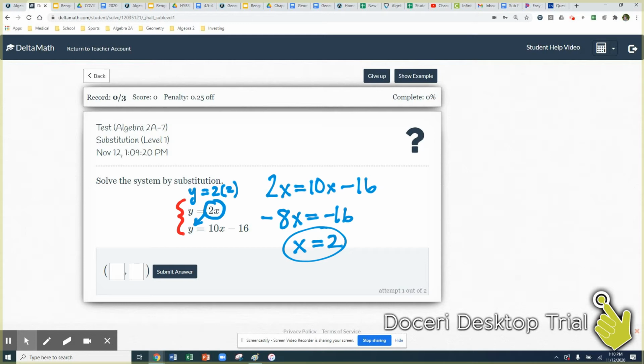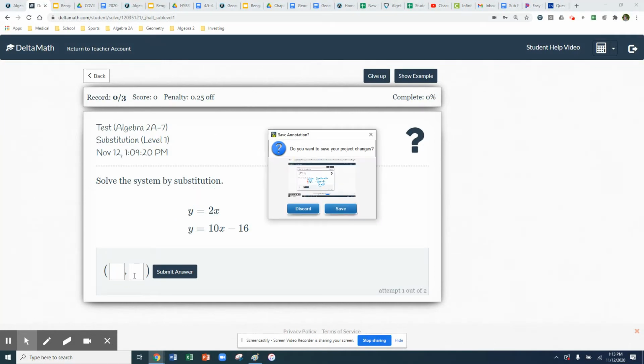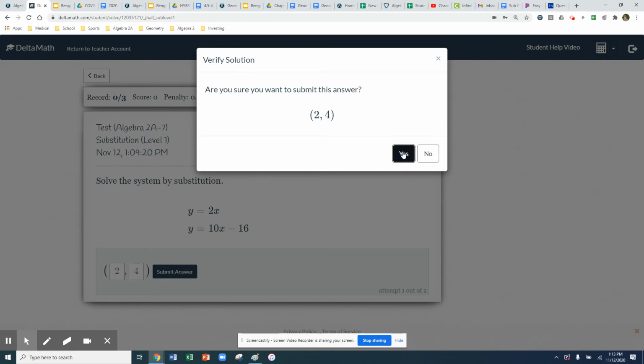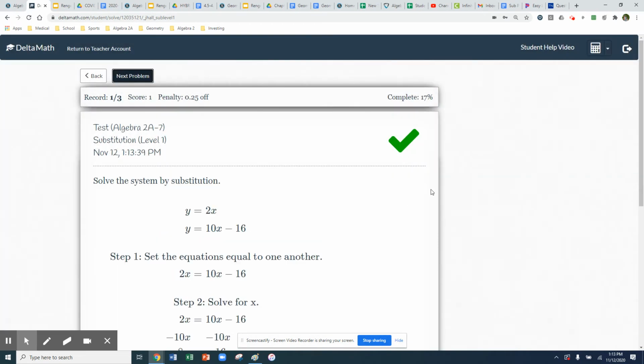Now you got to be careful when you put your solution in. The solution is always an ordered pair, which is x first, y second. So when we put this in, we're going to put 2, comma, 4. So we have to make sure we put those in the correct order. 2, 4. Boom, there's our answer. So we've got our substitution, put the 2x in for y, solve for x, and now we're on our way.